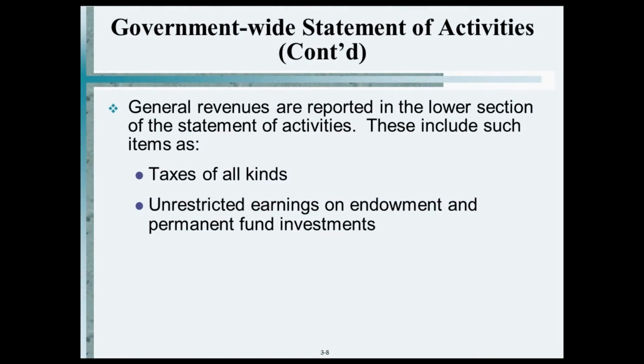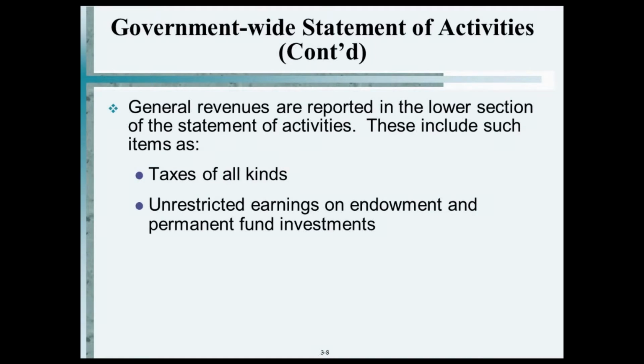Expenses minus revenue, because you know that expenses will always exceed the revenues, because they have to be covered by general revenue or taxes. Okay? And the last point is unrestricted earnings on endowment and permanent fund investment, which is any kind of interest earnings or investment earnings on permanent funds or endowments are shown here.